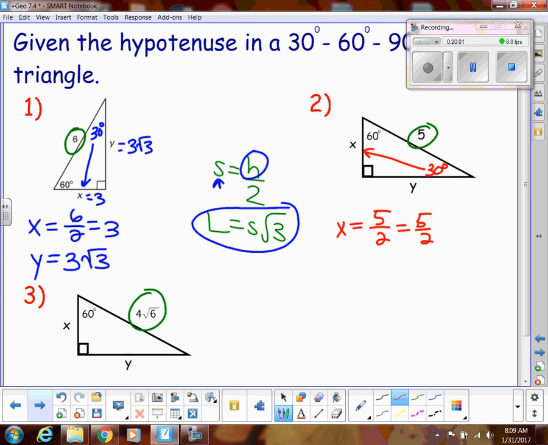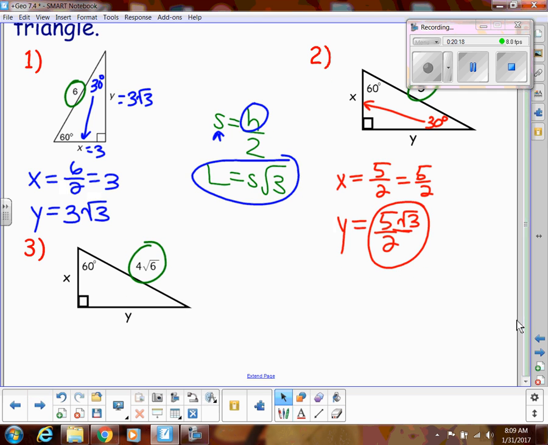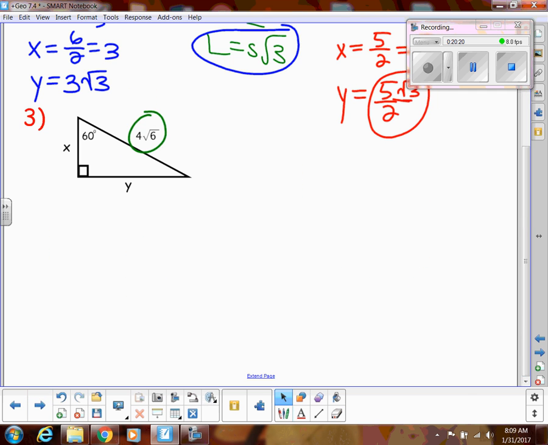We'll just keep that as 5 root 2. I was going to write 2.5. And then y is going to be that short side times root 3. So 5 over 2 times root 3. So just put that root 3 in the numerator. And that's okay to leave it like that. You may not like how that looks, but you might want to start to get used to that because you'll have lots of answers that look like that.